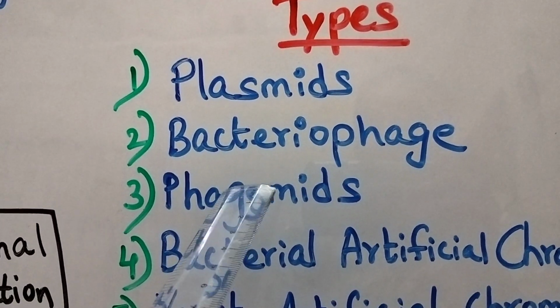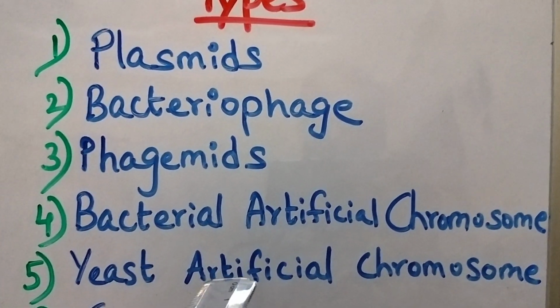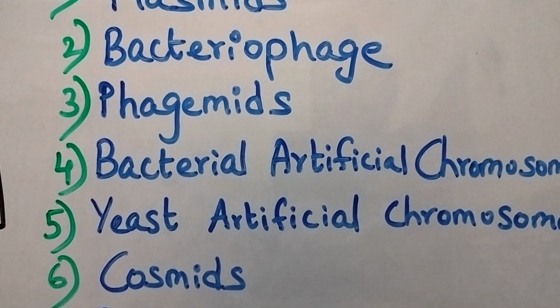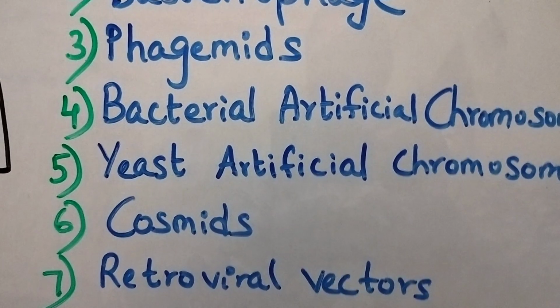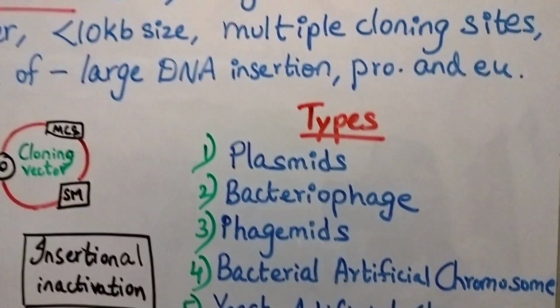Plasmids, bacteriophage, phagemids, bacterial artificial chromosomes, yeast artificial chromosomes, cosmids, retroviral vectors, human artificial chromosomes are the types of cloning vectors.